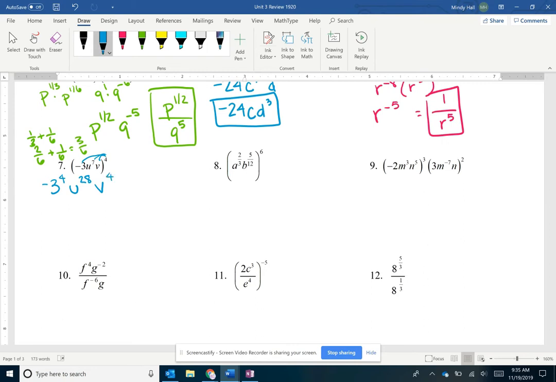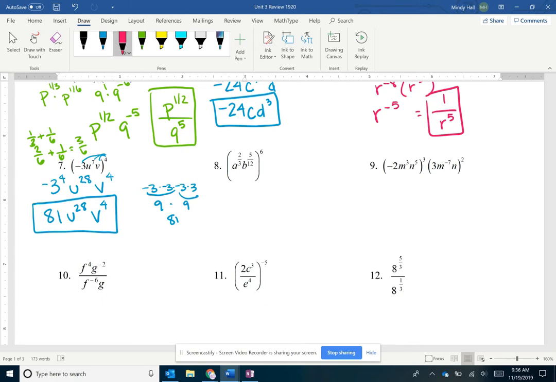So then we have to simplify this negative 3 to the fourth power. Negative 3 times negative 3 times negative 3 times negative 3 would make 9 times 9, and 9 times 9 is 81. So then this would become 81 u to the 28th, v to the fourth. Keep in mind, if multiplication is hard for you, you might want to brush up on some of those before the test rolls around for this non-calculator section.